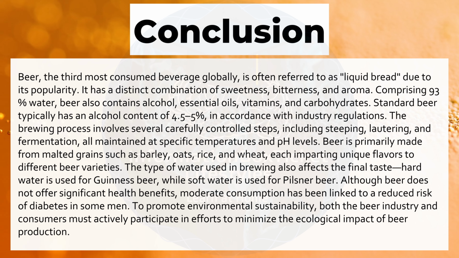The brewing process involves several carefully controlled steps, including steeping, lautering, and fermentation, all maintained at specific temperatures and pH levels. Beer is primarily made from malted grains such as barley, oats, rice, and wheat, each imparting unique flavors to different beer varieties. The type of water used in brewing also affects the final taste. Hard water is used for Guinness beer, while soft water is used for Pilsner beer.